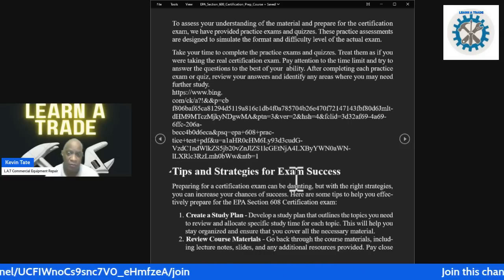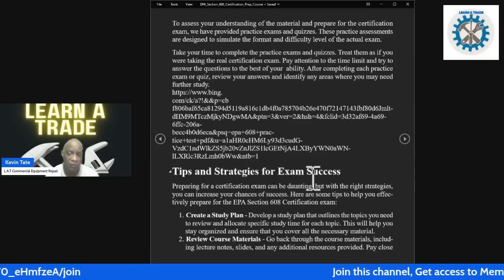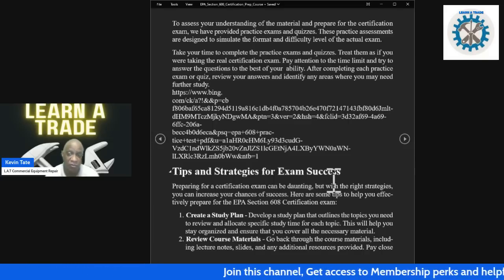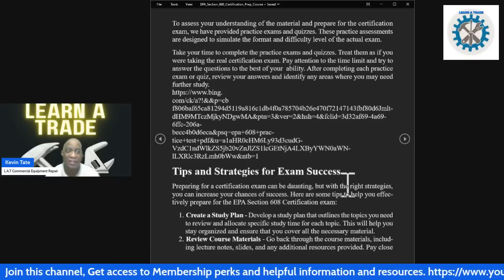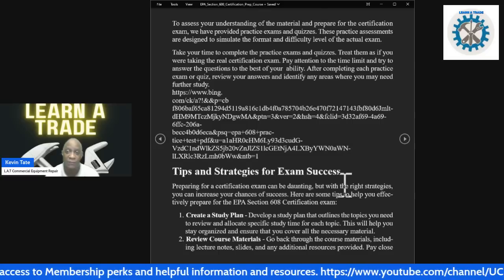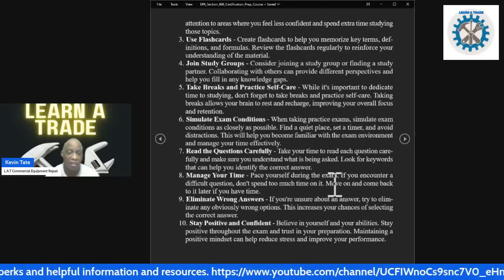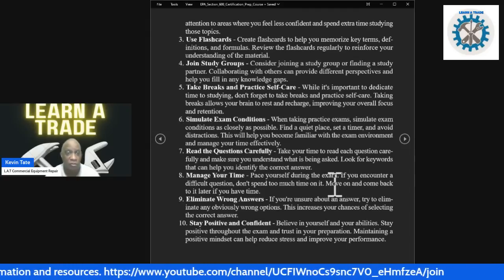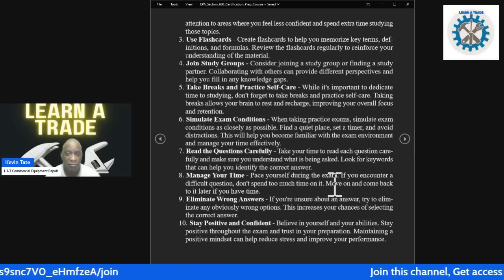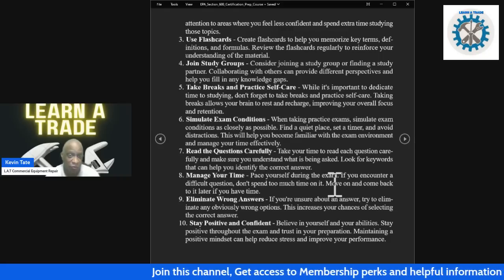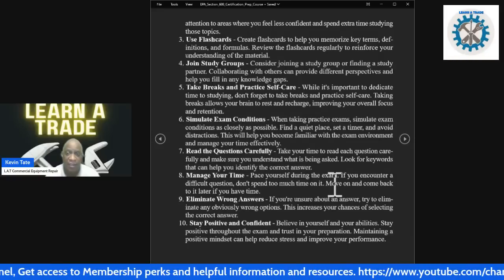And down here, towards the end, they'll give you tips and strategies for exam success. Some of us aren't that good at taking exams, so this is helpful because it gives you an understanding of how to prepare, how to go through the beginning, and going through the test procedures, and actually taking the test, and how to read the questions and stuff like that.